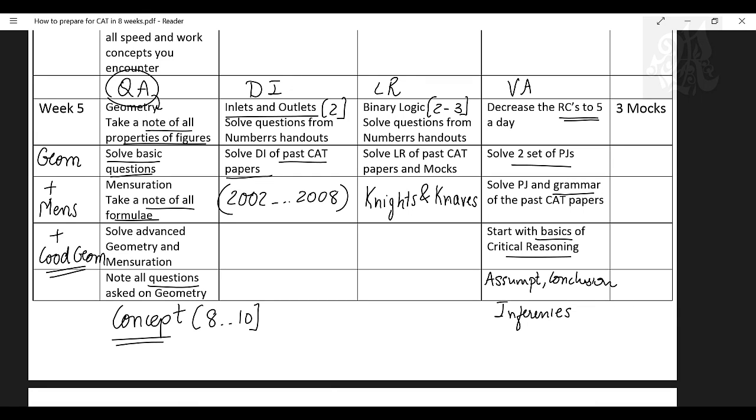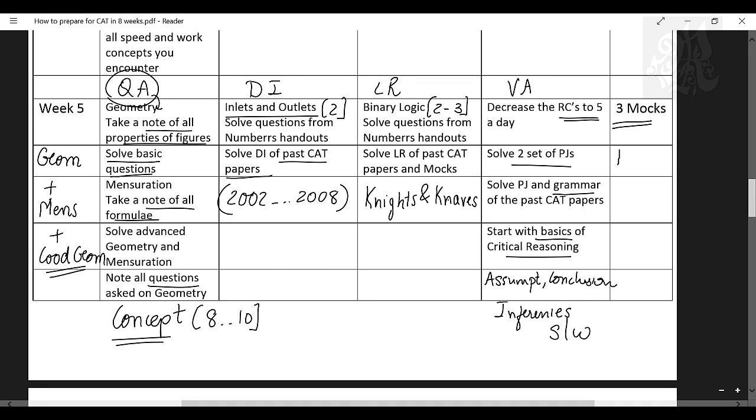So you have assumptions, direct question, conclusion, direct question, inference, direct question, and you may have strengthening and weakening questions asked in the exam, like which of the following arguments strengthens, or which of the following statements strengthens the argument, which of the following most likely to be true will weaken the given assumption or given conclusion, something like that.